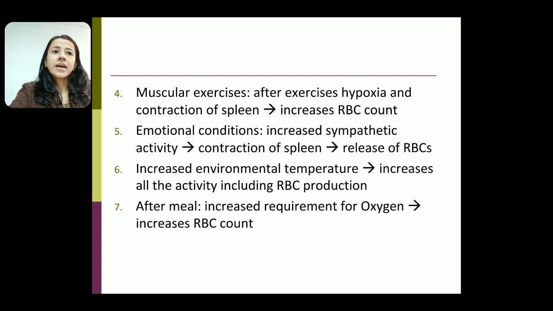Exercise-induced hypoxia as well as contraction of the spleen increases RBC count. Emotional conditions like anxiety, frustration, depression, etc., increase sympathetic activity, and sympathetic activity results in contraction of the spleen and release of some RBCs. With increase in the environmental temperature, overall activities are increased, and along with that RBC production is also increased. After a meal, there is increased requirement of oxygen for the Krebs cycle and oxidative phosphorylation of glucose, which requires oxygen, and for that RBC count increases.